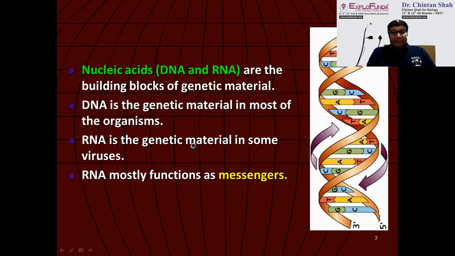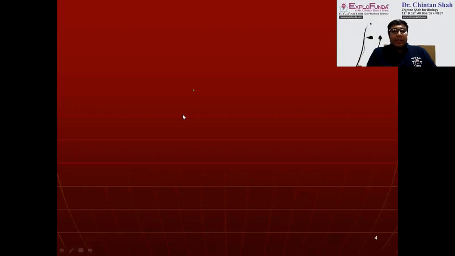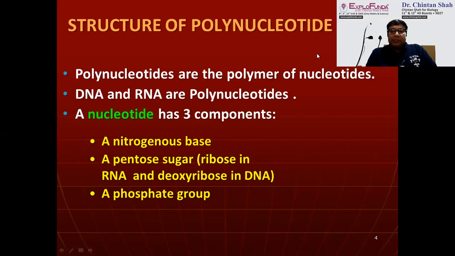So let's go further. What we have here is the structure of a polynucleotide chain. I would like to show you something better than this, and that's what I had explained earlier also. So this is a good one. The polynucleotide chains are the polymers of nucleotides. DNA and RNA are polynucleotides. A nucleotide has three components: a nitrogen base, a pentose sugar, ribose in RNA and deoxyribose in DNA, and a phosphate group.